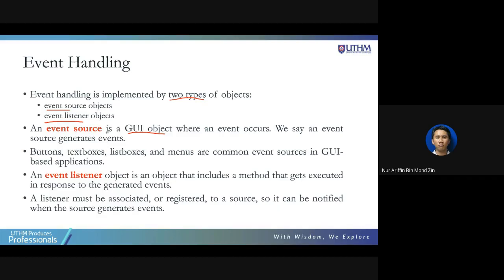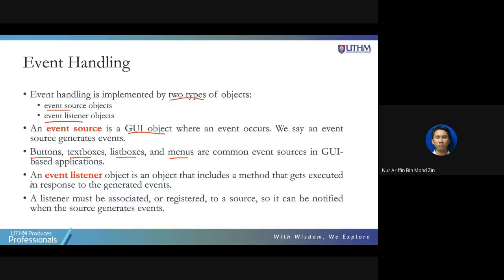Okay, event source is actually a GUI object. What are GUI objects? It can be buttons, text boxes, list boxes, menus, and you name it. Most of the things that you coded in the previous lab are GUI objects or GUI components. So the GUI objects include button, text box, list box, and so on. We call these GUI objects event sources, the source of the event.